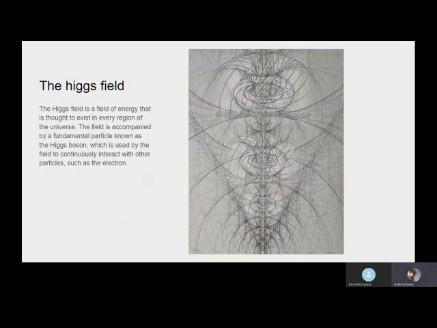So this is the Higgs field. The Doherty set is the Higgs field. It is what space consists of. The Higgs field is a field of energy that is thought to exist in every region in the universe. The field is accompanied by a fundamental particle known as the Higgs boson, which is used by the field to continuously interact with other particles, such as the electron.